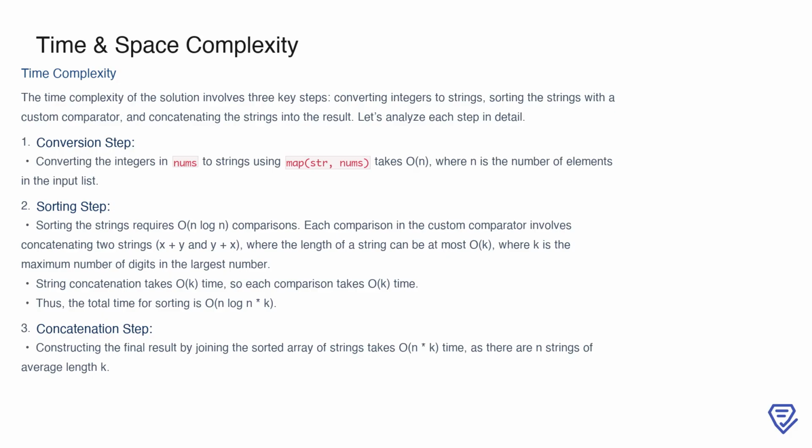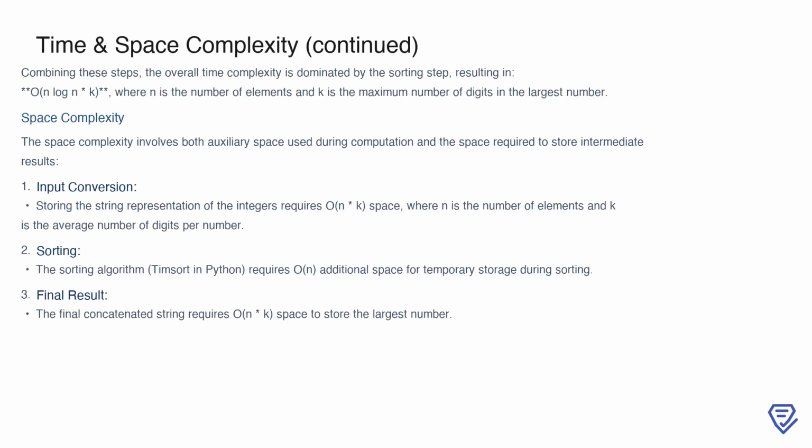Finally, in the concatenation step, we join the sorted strings into the final result. As we process n strings, each of average length k, this step takes O(n * k) time. These three steps together define the time complexity of the solution. When we combine the time complexities from the three steps, the sorting step dominates the overall calculation, giving us a final time complexity of O(n log n * k), where n is the number of elements and k is the maximum number of digits in the largest number.